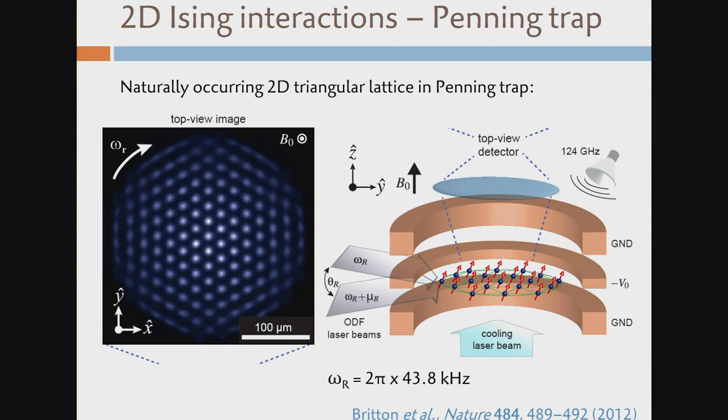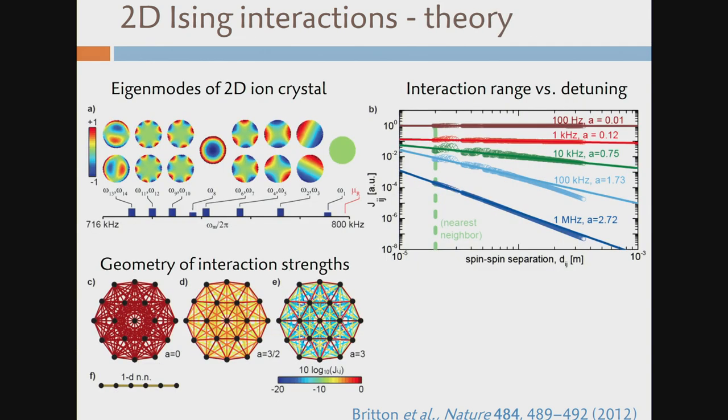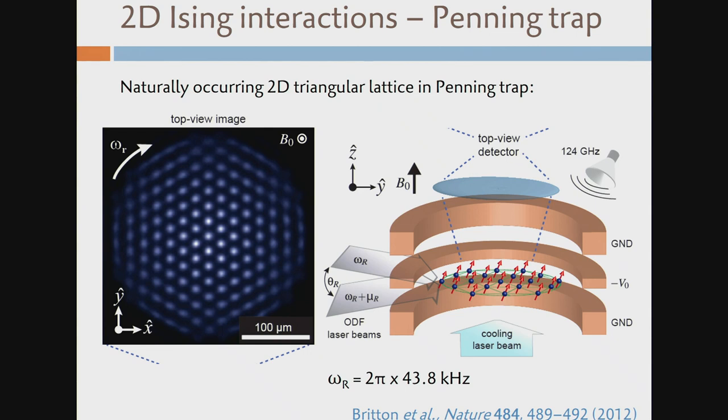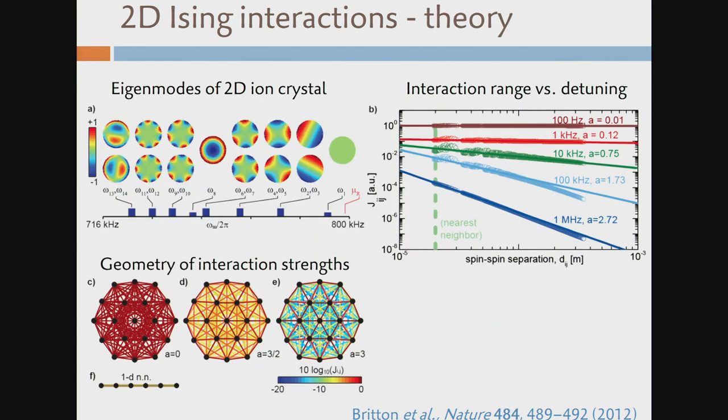Now I want to show another neat experiment where they use a very similar technique, but using 2D crystals in a Penning trap. So remember here that you have a magnetic field, so the ions are continuously rotating at a frequency of some 40 kilohertz. And just as before, you can apply 2 laser fields whose frequency is detuned with respect to each other by some magnitude. And you can tweak this detuning to regulate the strength of the interactions you induce.